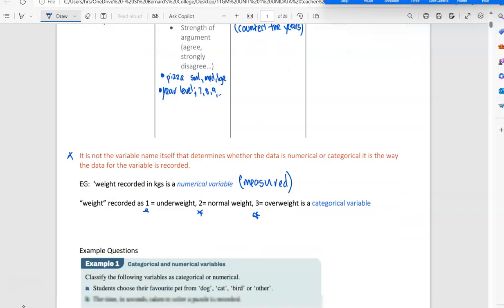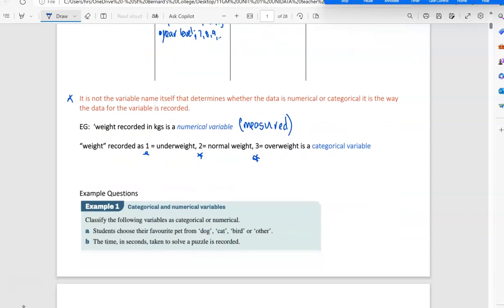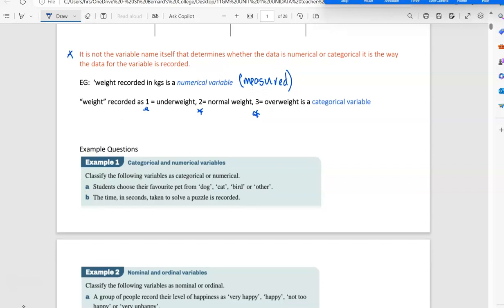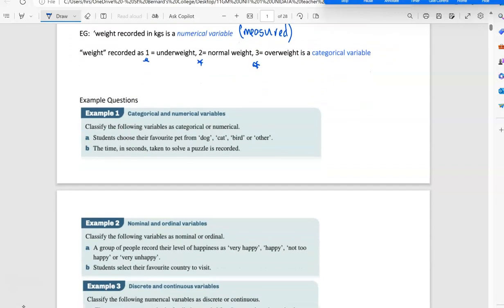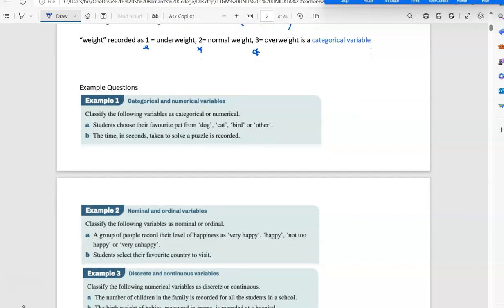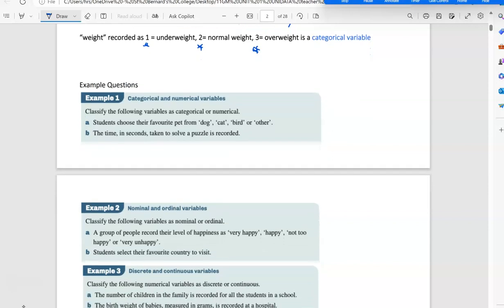All right. So let's have a look at these examples. I'll do them with you. Classify the following variables as categorical or numerical. The students choose their favorite pet from a dog, cat, bird, or other. What type of data? Is it numerical or categorical? Yeah, this is categorical. The animal choice was categorical.